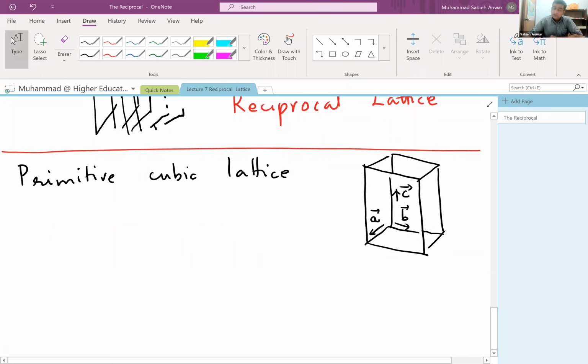Now, this is a lattice. And the lattice points are on the vertices of this cube. And all of these lattice points are totally equivalent. There's no difference between one lattice point and the next because each lattice point has the same environment. That's how we define a lattice. This lattice exists in real space, and sometimes it's called a direct lattice.